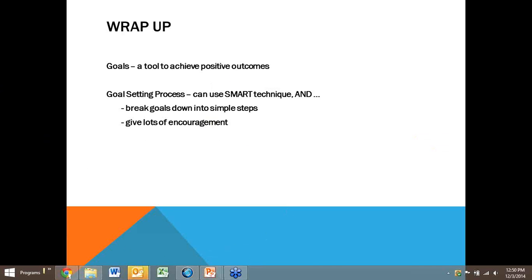And of course, break the goals down into simple steps, because you want to build on each little success to help keep yourself or your student committed to working on that goal, to achieving those positive outcomes. And you want to provide lots of encouragement. So every little success and change for the better that you're seeing, you want to mention that, because those acts of encouragement will help your students stick with it and keep working towards their positive outcomes.